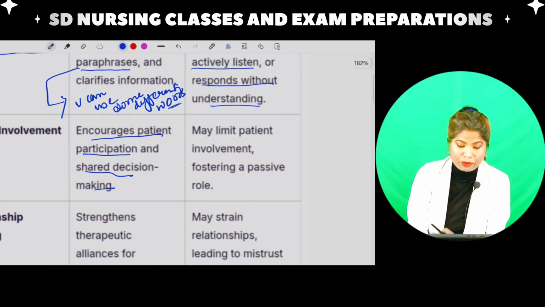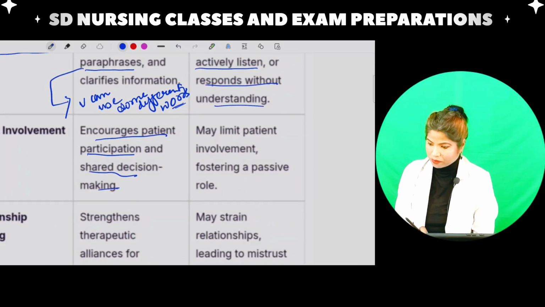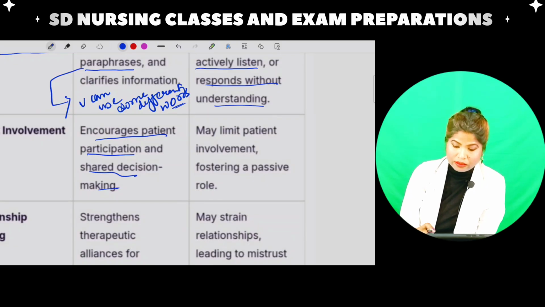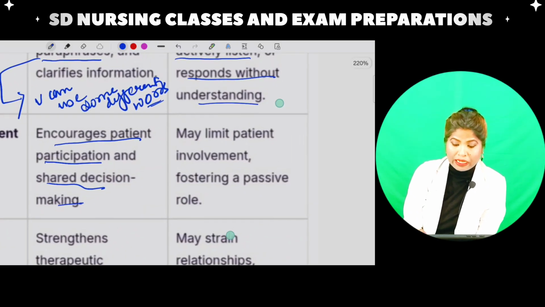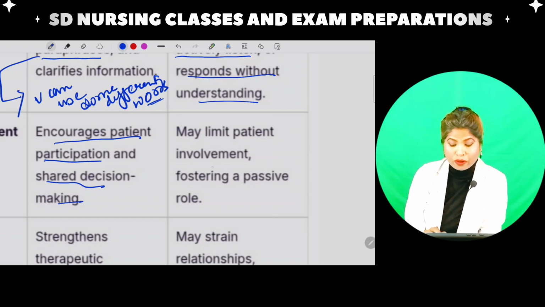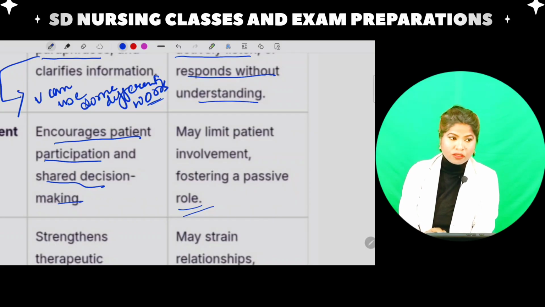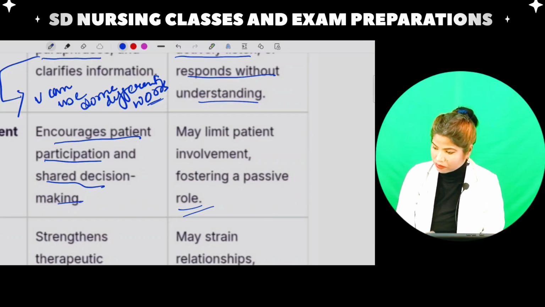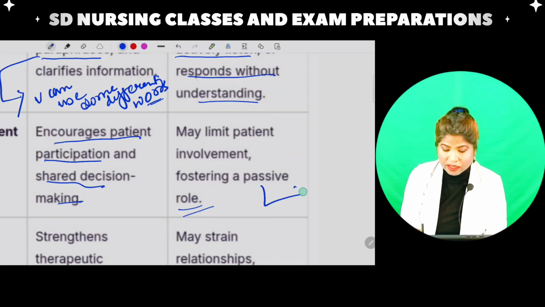This is therapeutic communication. But in non-therapeutic, what happened? Here, everything is limited for involvement, fostering a passive role. It means you are not showing interest towards the patient, and your involvement is no involvement at all.